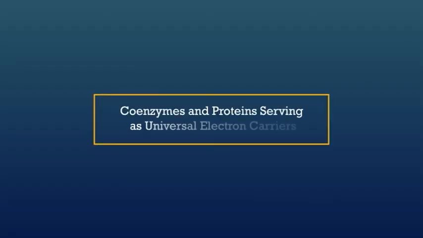Now let's see some examples of coenzymes and proteins serving as universal electron carriers. A multitude of enzymes catalyze cellular oxidations, and these enzymes channel electrons from their hundreds of different substrates into just a few types of universal electron carriers. The reduction of these carriers in catabolic processes results in the conservation of free energy released by substrate oxidation.